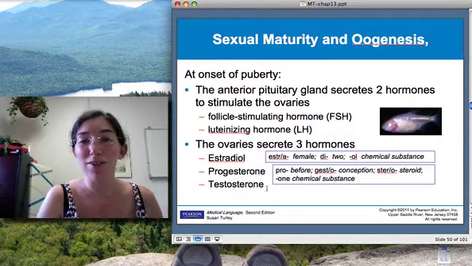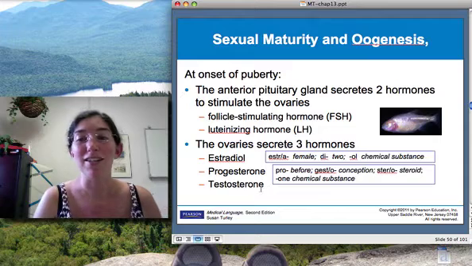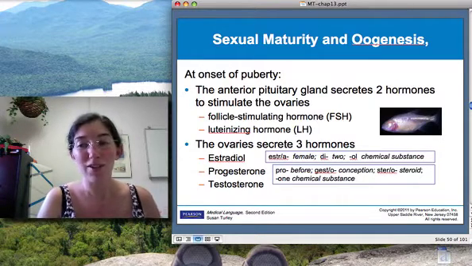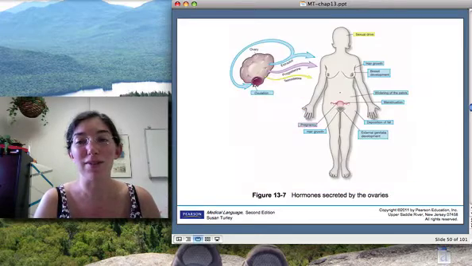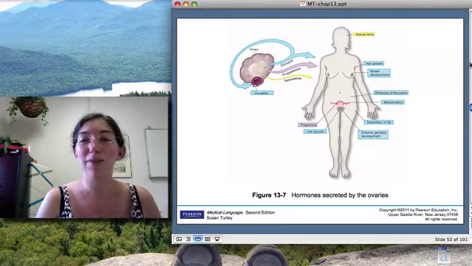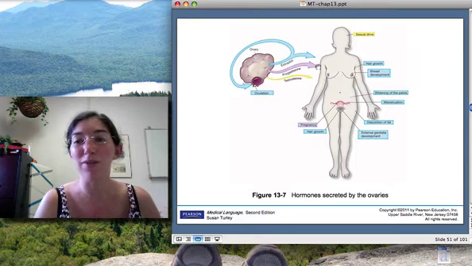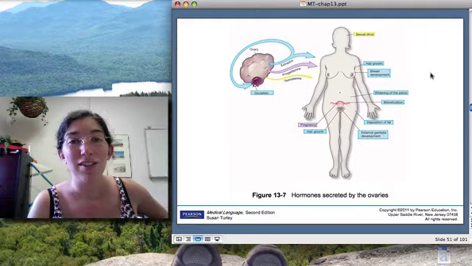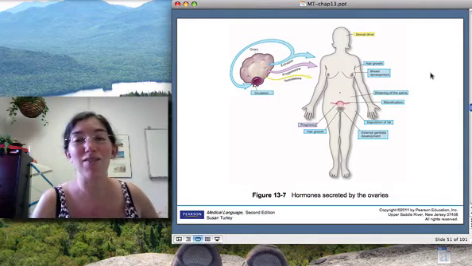Testosterone is also produced by the ovaries. It's named after the testes, where it's produced in abundance, but the ovaries also produce a small amount of testosterone as well. So those three hormones together work to promote the sexual maturation and the different signs of puberty.